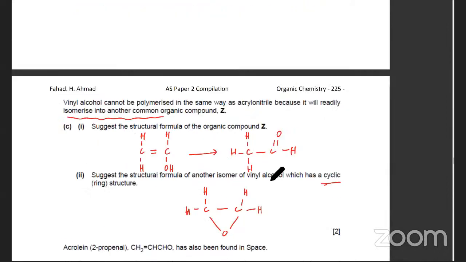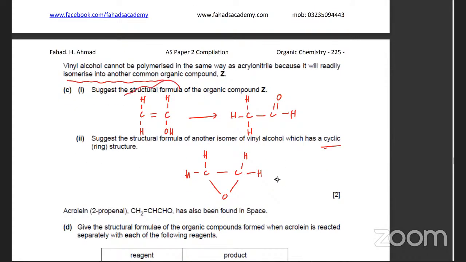So cyclic ring structure, you had this thing. And he said that it isomerizes into some other compound. So I turned it into an aldehyde. And then he said that the same vinyl alcohol would isomerize into a cyclic ring structure. So I made this one. This one is also an isomer of this thing.